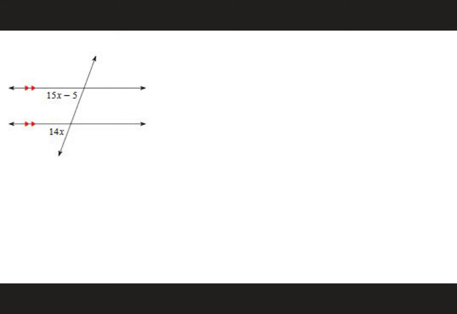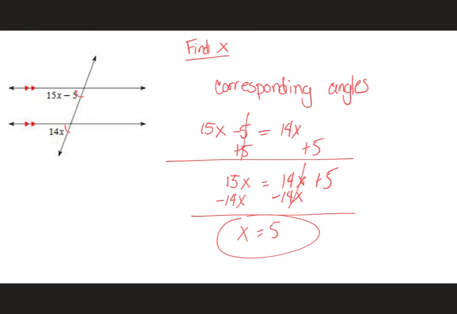Here is another practice problem. You can pause your video, try and do the work, and then see if your answer is correct. You may pause your video now. x equals 5.